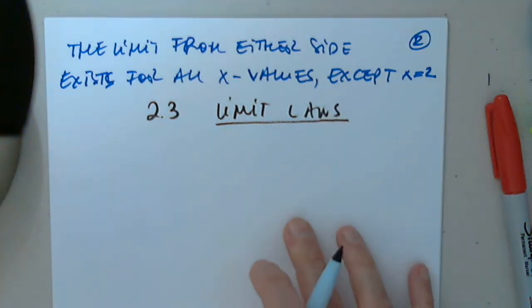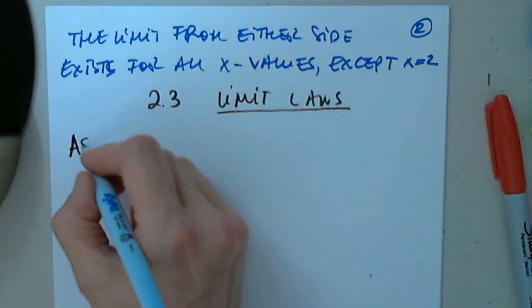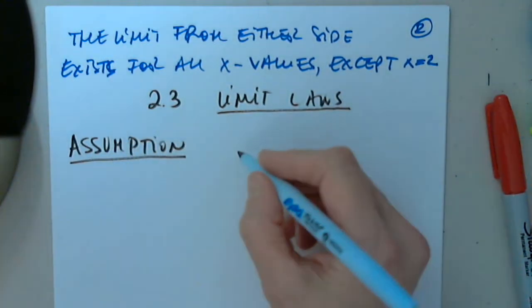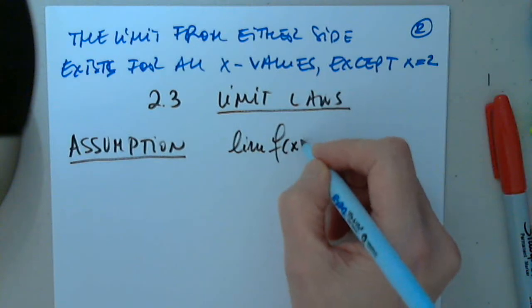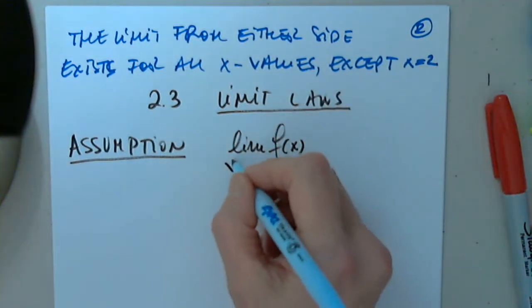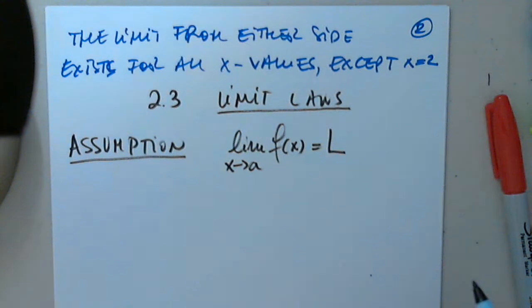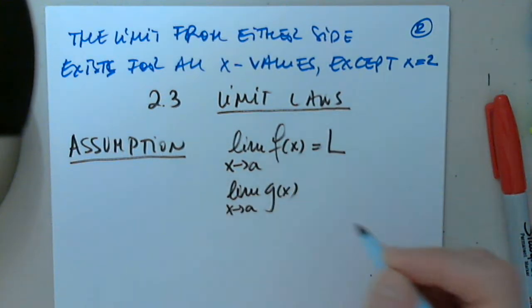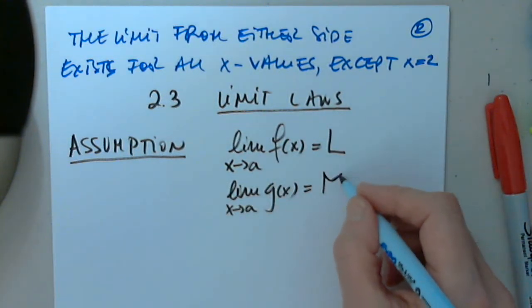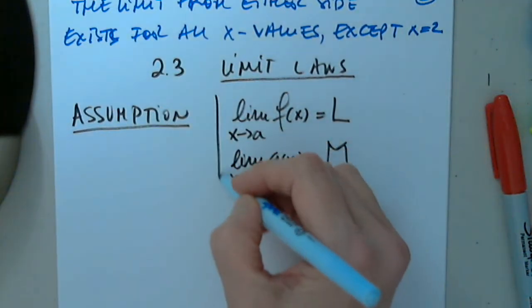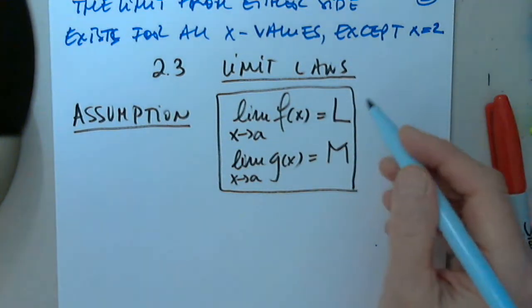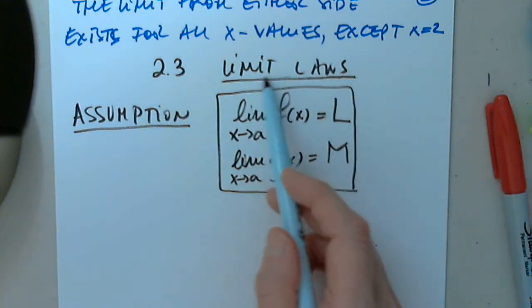And the limit laws exist only if we make the following assumption. There is a long list of limit laws. That the limit of f of x as x approaches a is a number. It doesn't matter, we denote it by L. And the limit of g of x as x approaches a from either side is another number called M. So this is our assumption. If those limits don't exist, or are infinity, the limit laws cannot be applied.